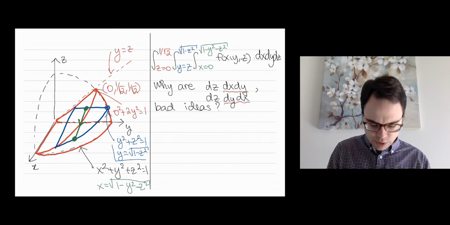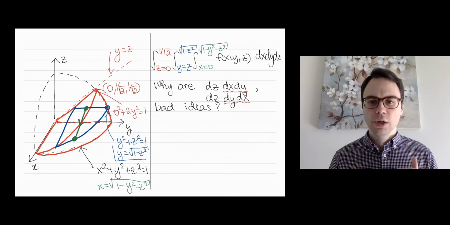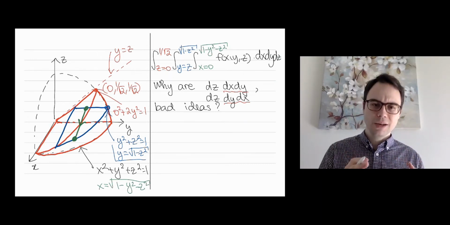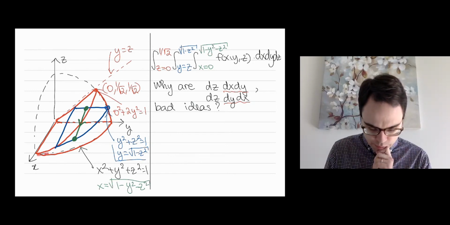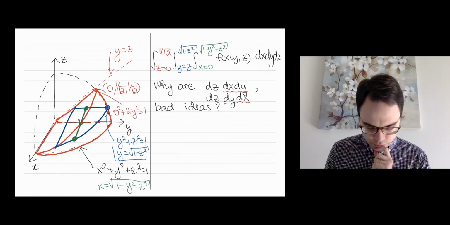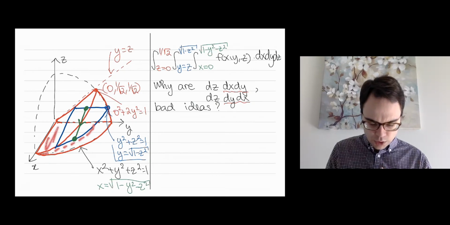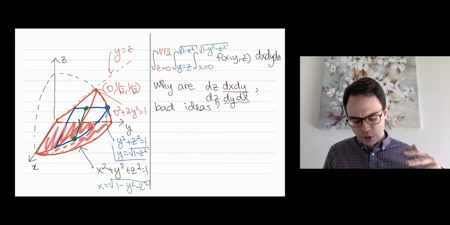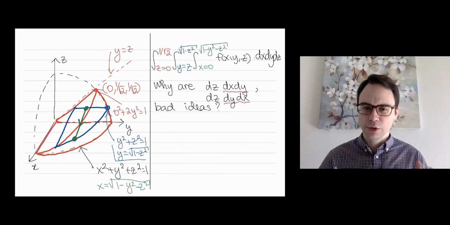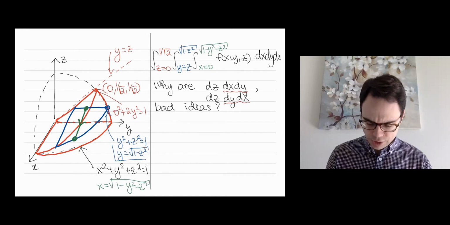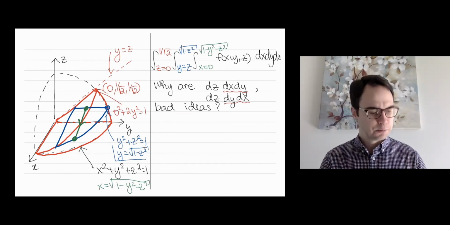For some values of x and y, they would stop on this plane, and for other values of x and y, the innermost integral would stop at the sphere. So the upper bound for the innermost integral would depend on x and y in a funny way. The projection of this curve onto the xy plane would separate the two different regimes. For points here, you would use the plane. For points there, you would use the sphere as the upper bound for the inner integral, and that would lead to complications. That's why these orders are bad ideas.